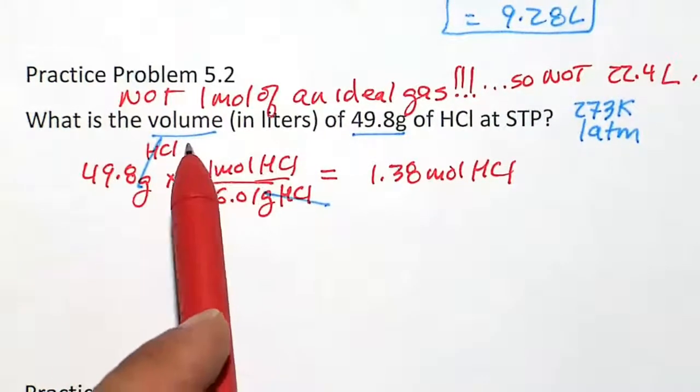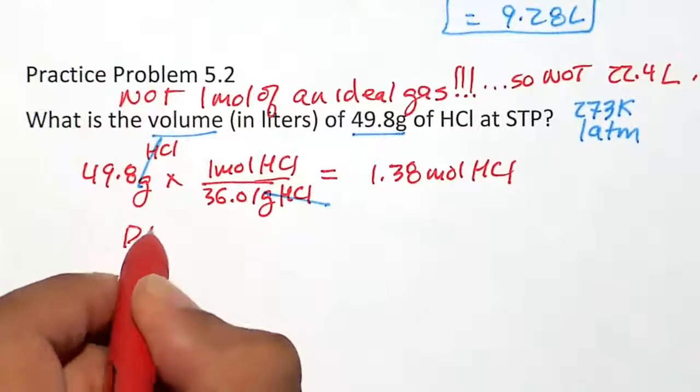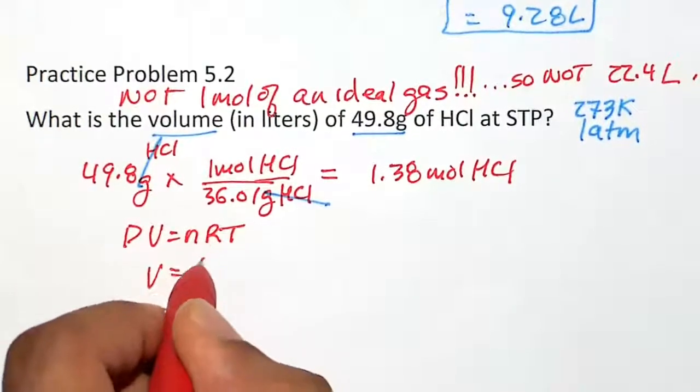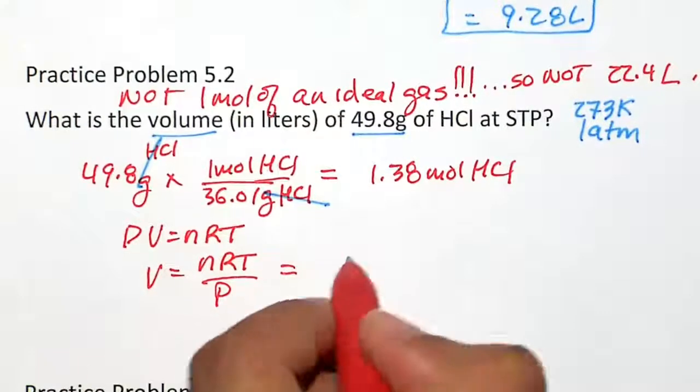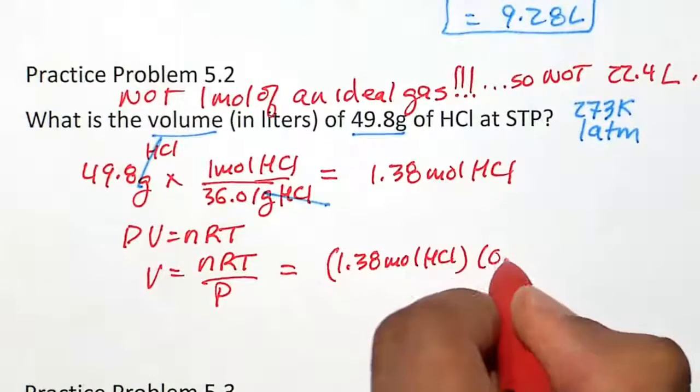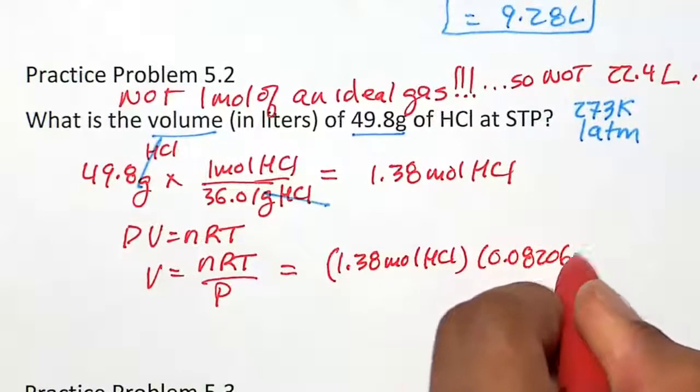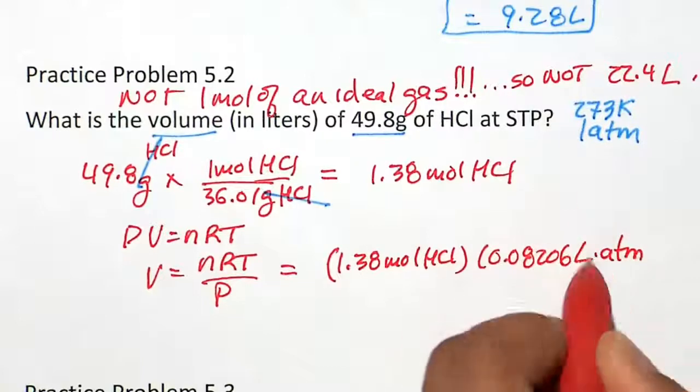But what volume will we have? So let's go back to our PV equals nRT and solve for V. n this time is 1.38 moles of HCl. R is 0.08206 liter atmospheres per mole Kelvin.